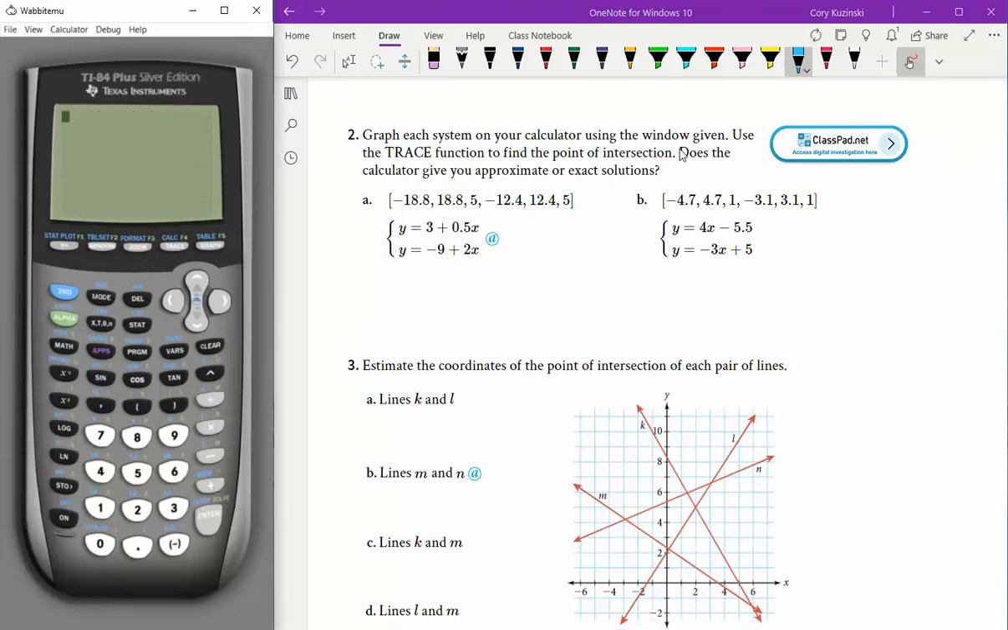Graph each system on your calculator using the window given. Use the trace function to find the point of intersection, and does the calculator give you approximate or exact solutions? All right, so we're going to go to y equals. We're going to put in both of these equations. We're going to go to the window, and we're going to set it up for a minimum of negative 18.8 with 18.8 as the maximum and 5 as the scale. And then for the y minimum, negative 12.4, y maximum 12.4, and scaled by 5s.